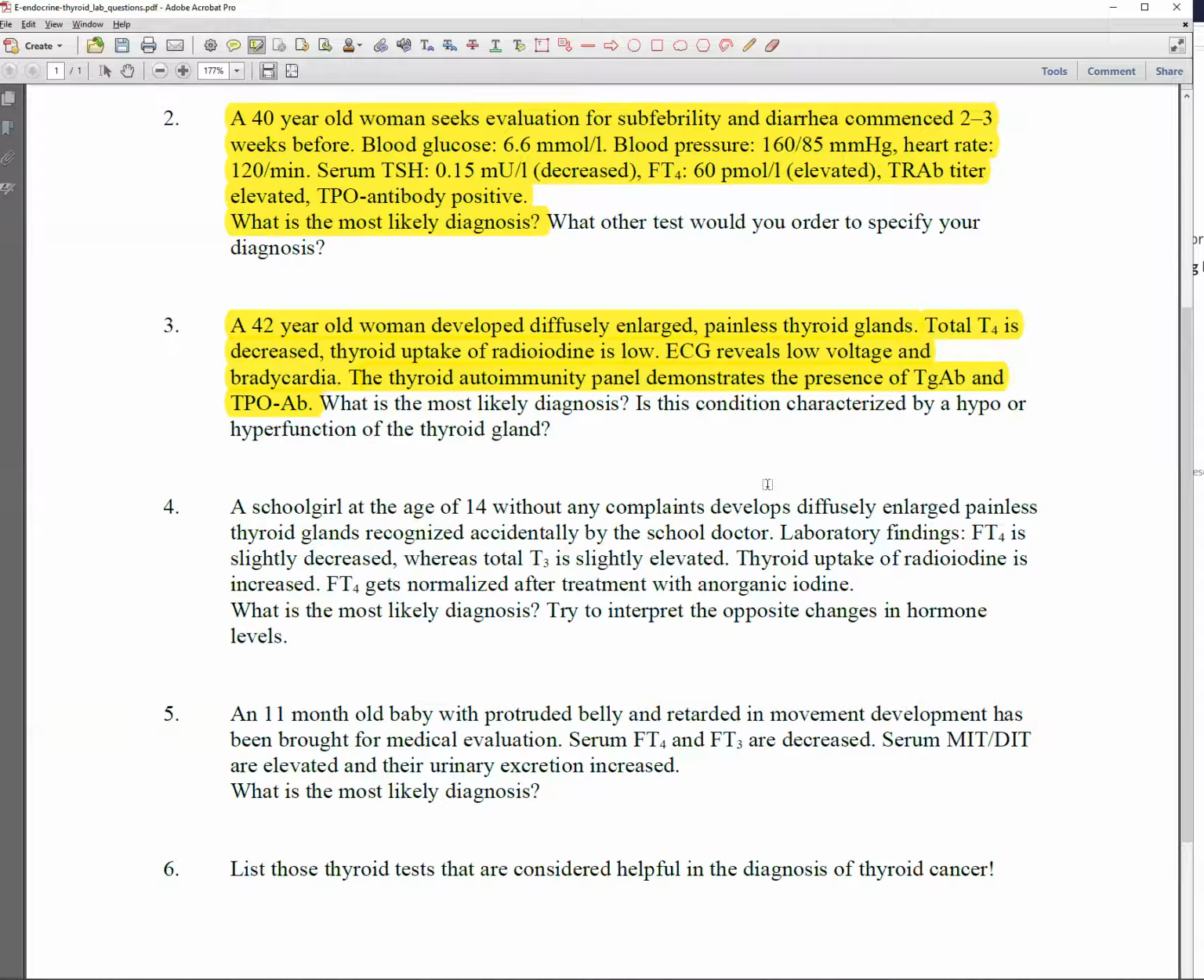Again, you have to do the scintillation scan, ultrasound, and so on, but that's Hashimoto, and you have to substitute with a thyroid hormone. That's it. That's an easy question.